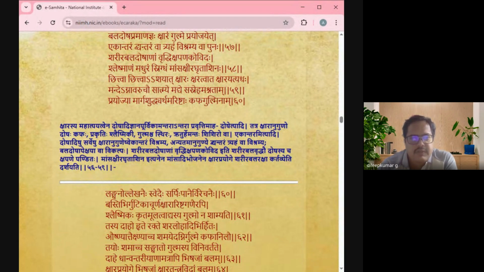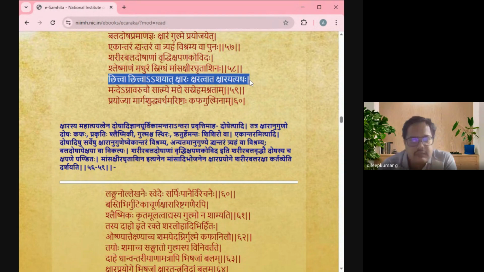Acharya has mentioned the action of Kshara: Chitva, Chitva, Ashayat, Sharaha, Ksharatvat, Sharatyada. The Kshara will desiccate the protein, desiccate the muscle, burn the proteins, burn the tissues. That is the action of Kshara that has been mentioned.